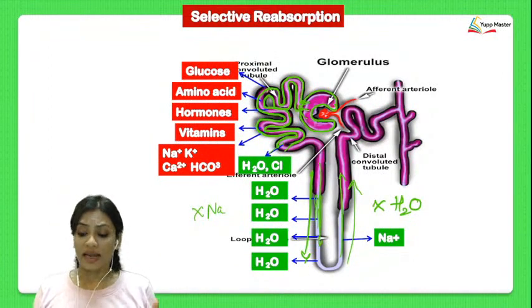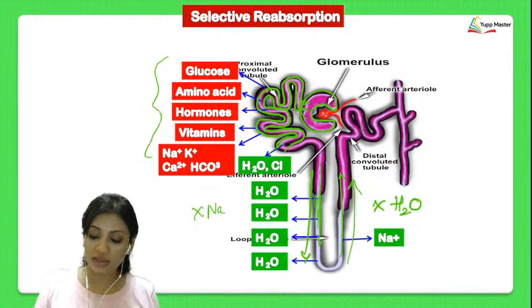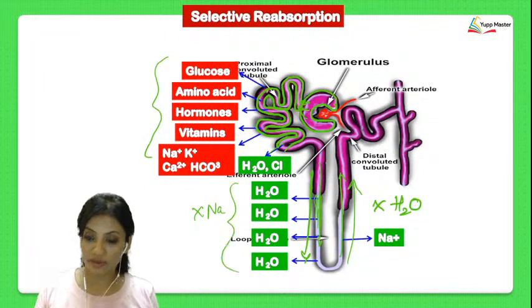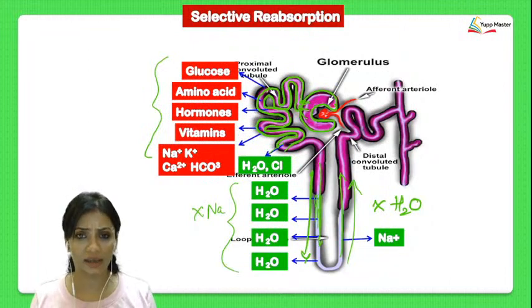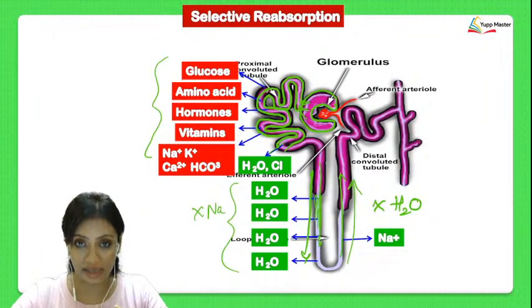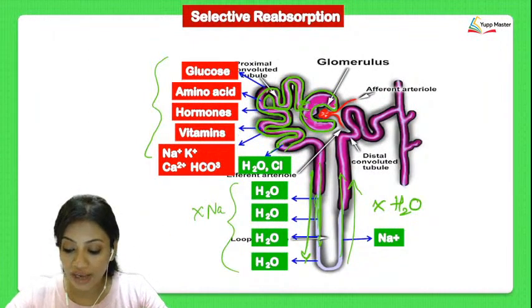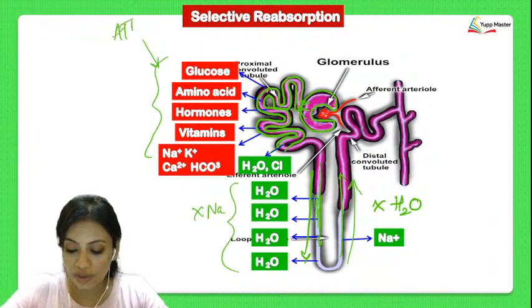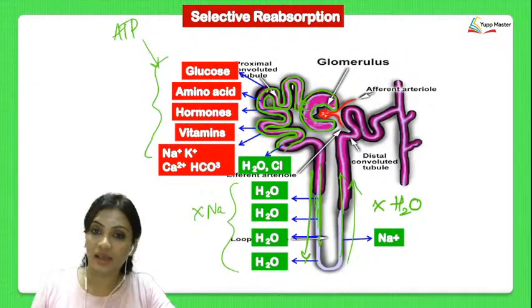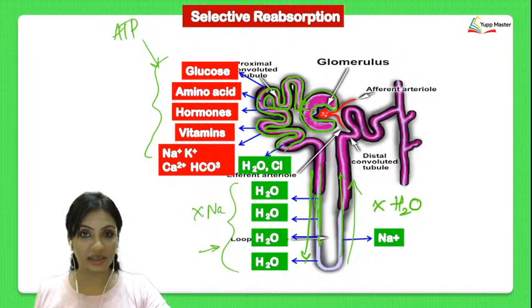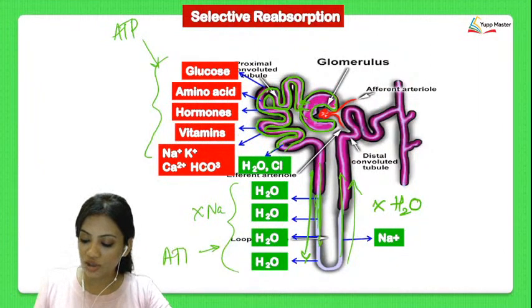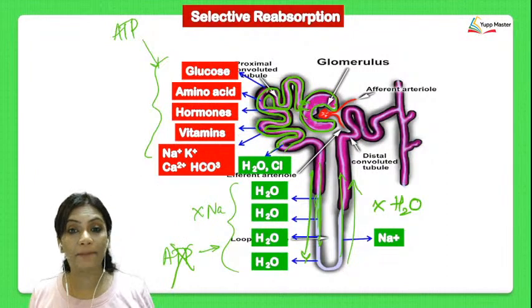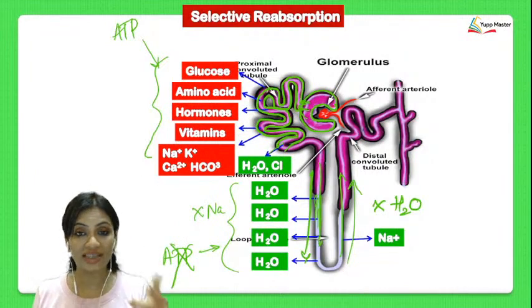Is that clear? Now, do you see here the boxes are red? Do you see here the boxes are green? What is this indicating? The red boxes are indicating that in order for absorption to happen here, energy is going to be utilized. And the green is indicating that energy is not required. That happens on its own. So that's why I have given a different red and green color.